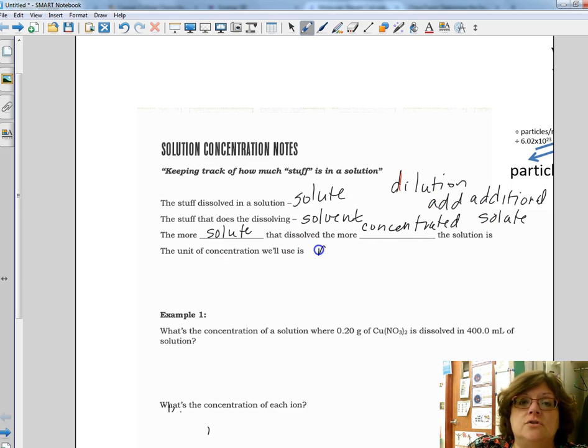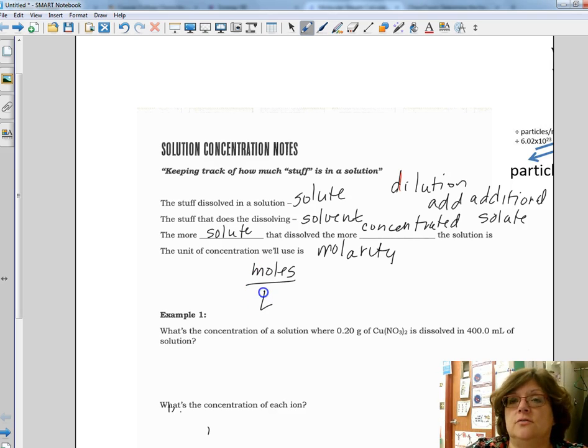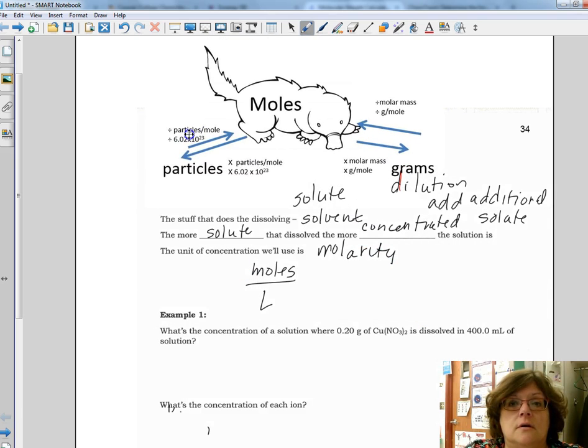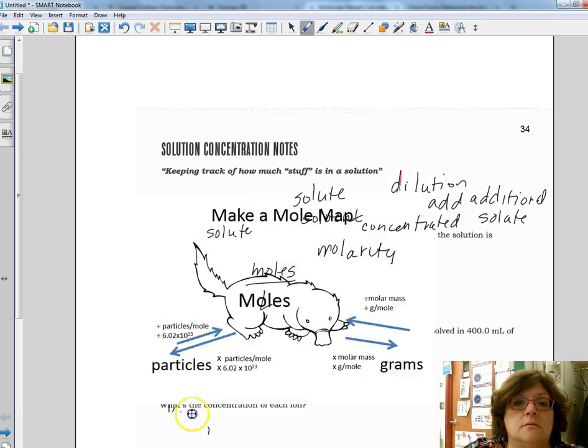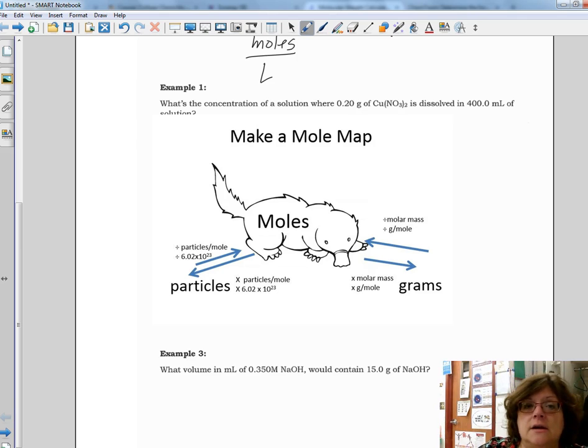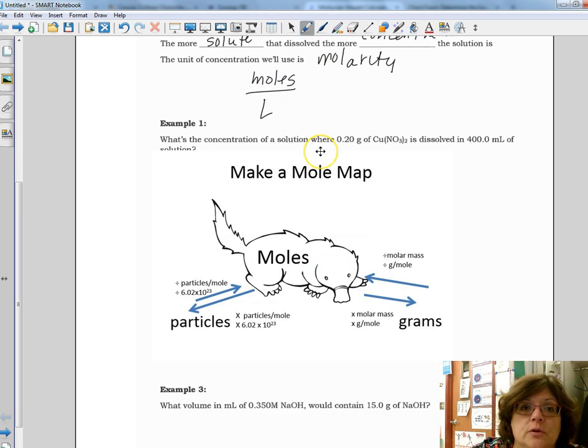The unit of concentration we will use is molarity, and it is a measure of moles of solute over liters of solution. Now, get your mole maps out. We're going to add another piece to our mole map. As you can see, moles per liter. If you know the volume of something, you can calculate molarity by dividing by volume.